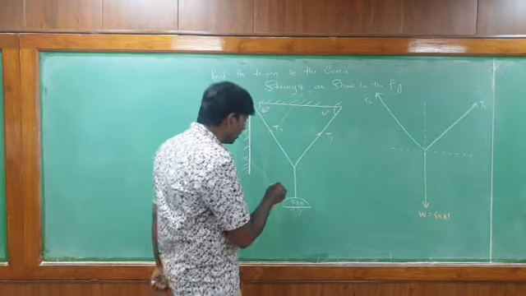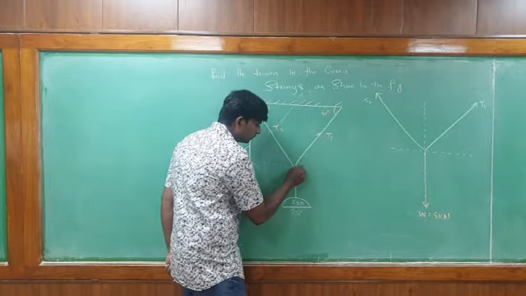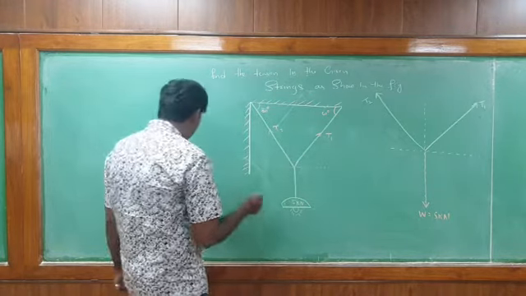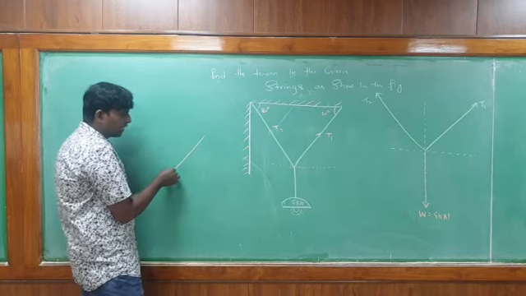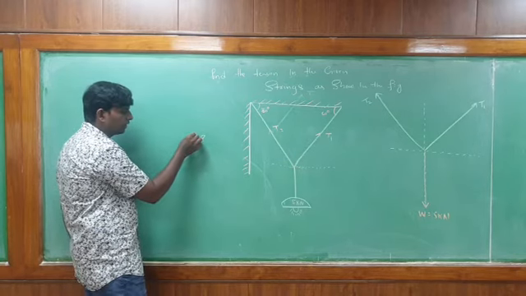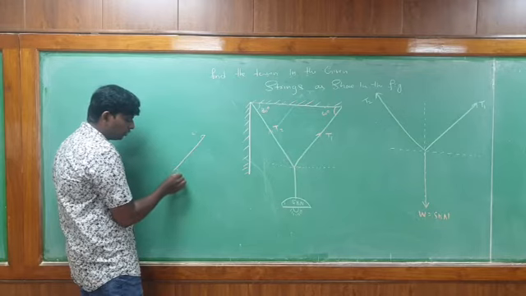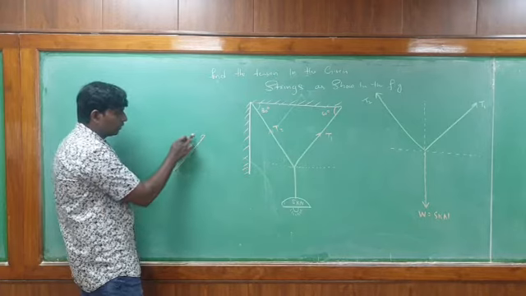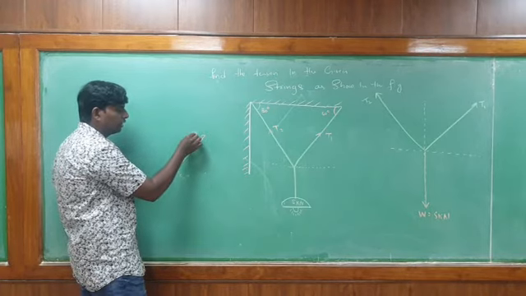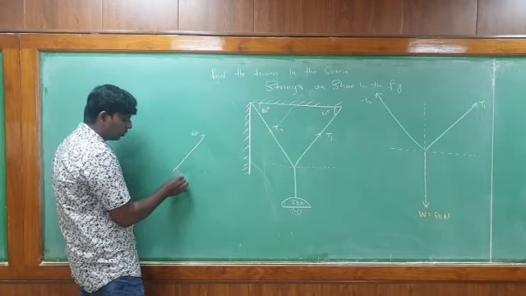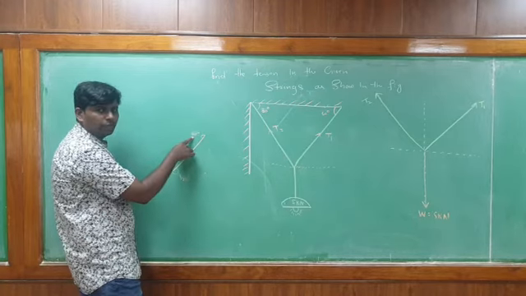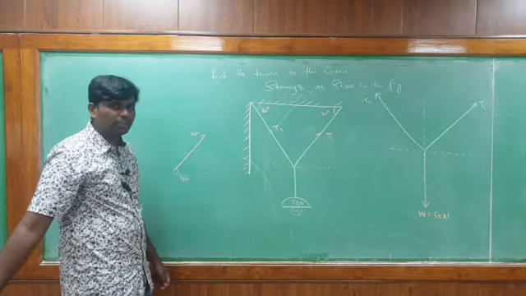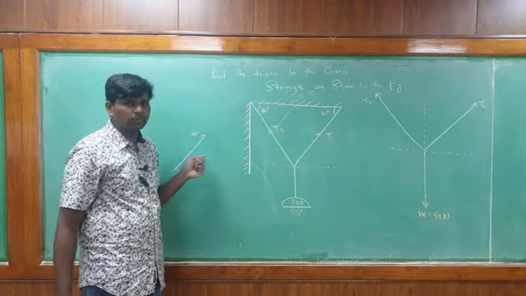Now first you have to find these angles. In the last section I told you opposite angles are equal. Suppose here 60 degree is there, so the opposite side is also 60 degree. Suppose this side is 45 degree, so the opposite side is also 45 degree. Opposite angles are always equal. You have to remember this one.